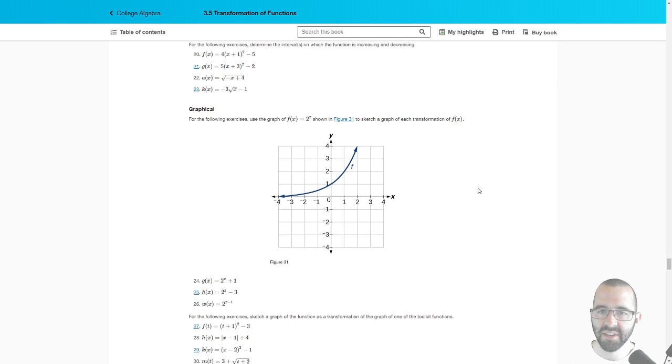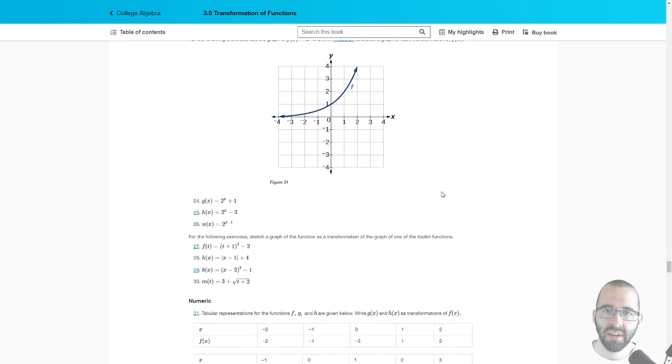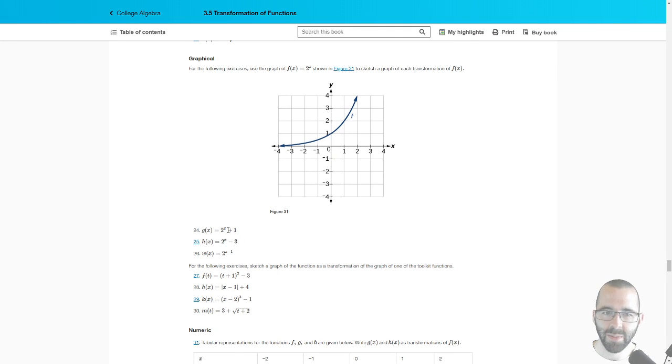We skipped these. I actually don't remember whether I assigned these, but these ones aren't going to be on the quiz. I think I did assign these actually. Yeah, so to sketch each transformation, all you would do is identify the transformation, so up 1, down 3, or right 1. And then just move all the points that direction and draw the same shape. Okay.